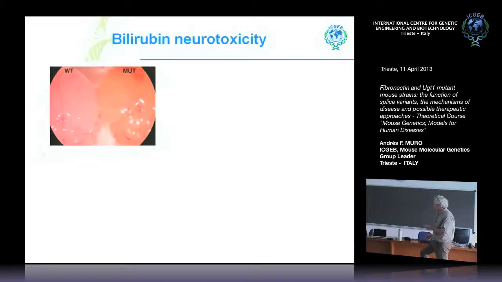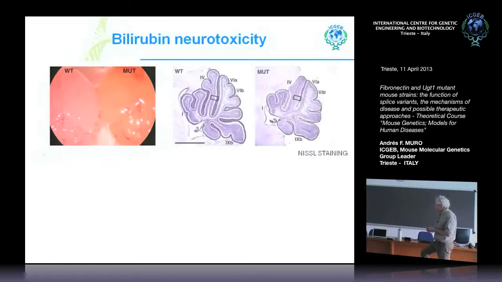This is the brain of the mutant animal, which has a different coloration from the wild type, due to accumulation of bilirubin. You can also see here very clearly the cerebellum, in a staining. You can see that the normal features present in the wild-type animals, in the case of the mutant, are reduced or even disappear. They are indicated here by the numbers.